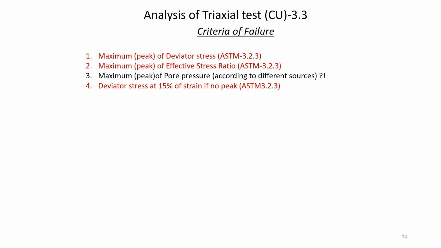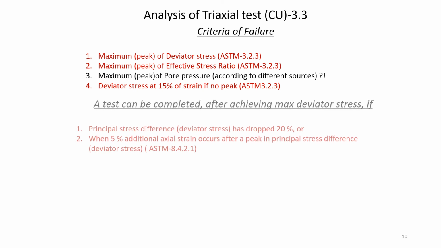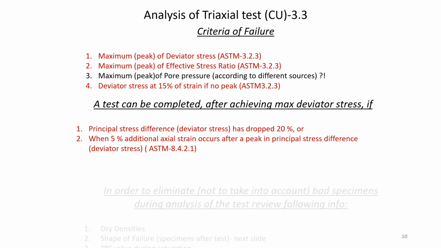You can pick different criteria for failure. ASTM provides three. I do know of an additional one based on maximum pore pressure. If your principal stress difference, the deviator stress, drops 20% during the test, stop the test. The test should be stopped because generally there is no reason to continue. When 5% of additional axial strain occurs after the peak in principal stresses, you can also complete your test.